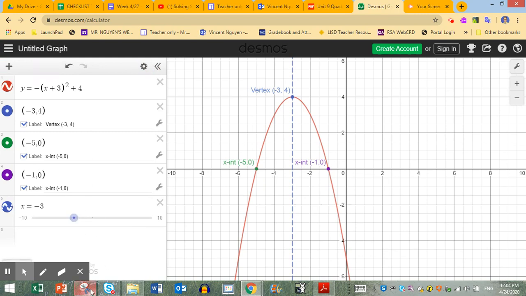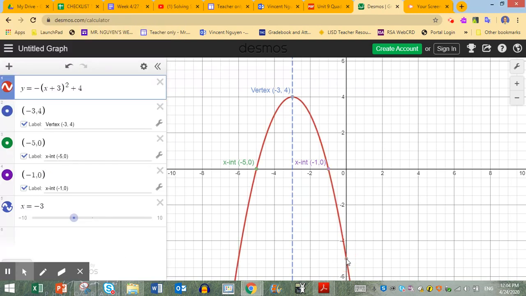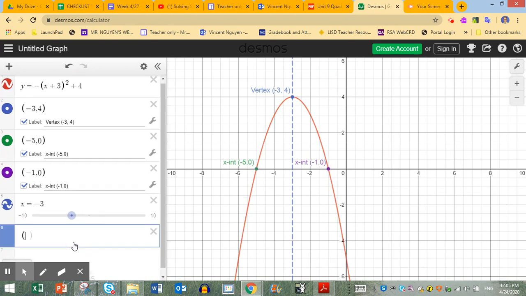All right, what else are we supposed to find? We're supposed to find the y-intercept. So let's go back over here. If you look way down here, it's the y-intercept. And if you hover your mouse over, it says 0, negative 5, okay? So I'm going to label that 0, comma, negative 5, close parentheses, hit label, and then label it y-intercept with the ordered pair 0, comma, negative 5. So your graph is very complete right now with everything labeled, with all the characteristics given to you.